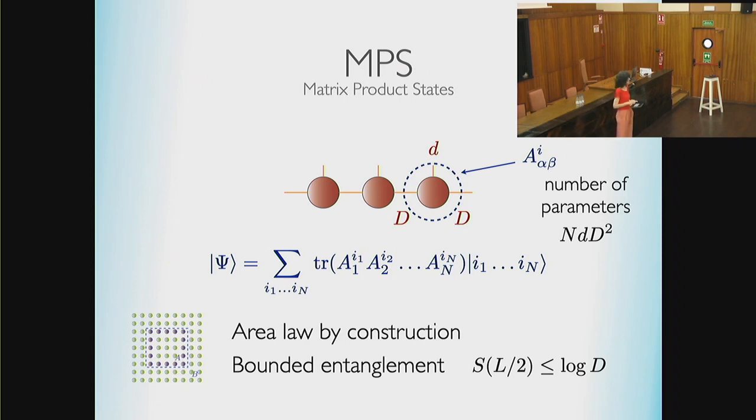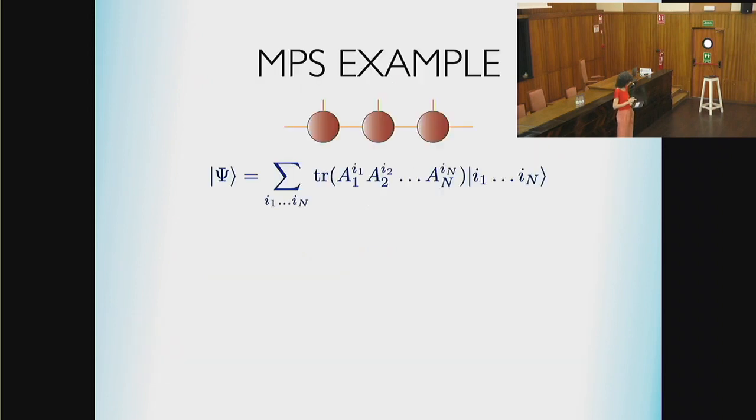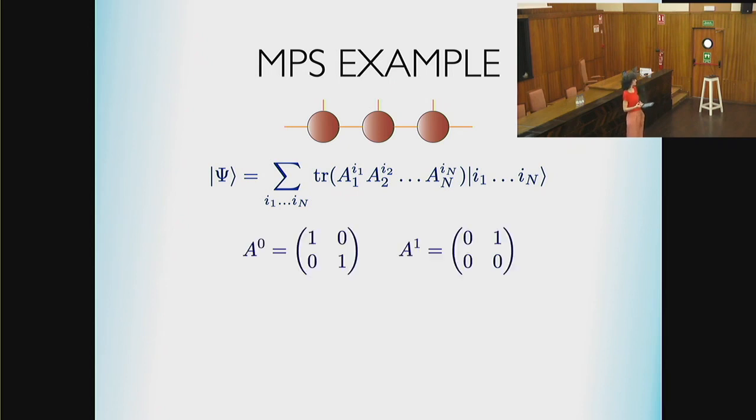Okay, so just let me show an explicit example, which is very simple, in case you never saw an MPS before. This is, I think, one of the simplest, and you wonder which kind of states can you represent in this way, with these tensors and so on. Well, one of the simplest examples that you could construct is something like this.